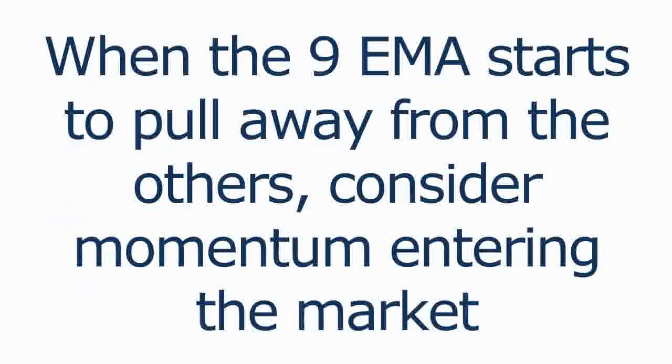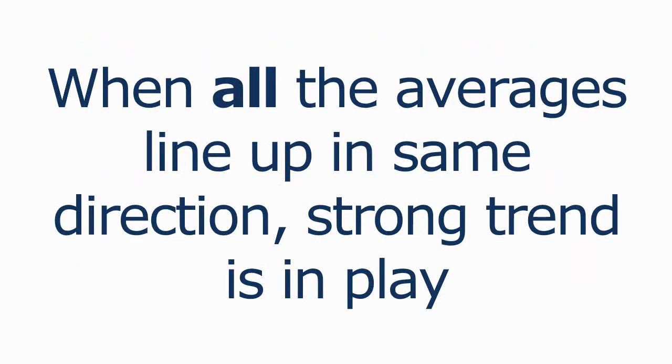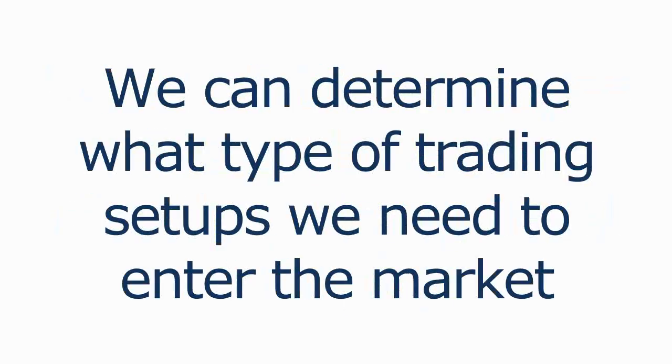When the faster moving average, which is the 9, starts to pull away from the others, we can consider that momentum is entering the market. Seeing the 9 and the 21 EMA crossing and separating, well, now we're looking at a trending market. And when all the averages line up, consider a strong trend to be in play. So just from those four things, we can determine what type of trading setups we need to enter the market.